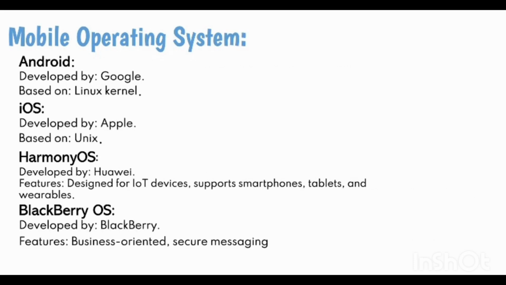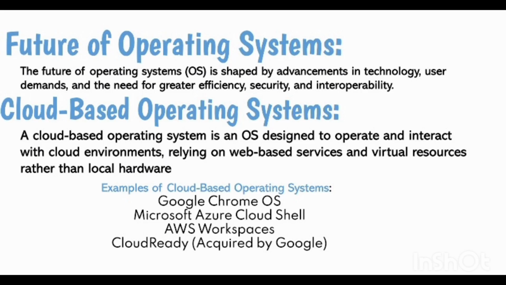Now we see the mobile operating systems. First, Android, iOS, Harmony OS, BlackBerry OS. Android is developed by Google based on the Linux kernel, iOS is developed by Apple based on Unix, and Harmony OS is developed by Huawei, with features designed for IoT devices, and supports smartphones, tablets, and wearables. BlackBerry OS is developed by BlackBerry, featuring business-oriented secure messaging.